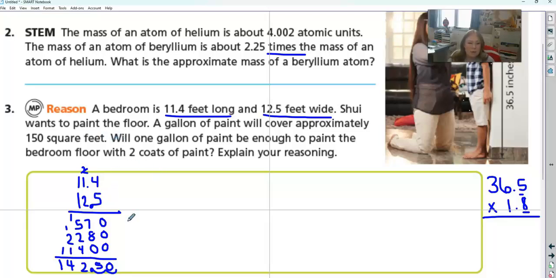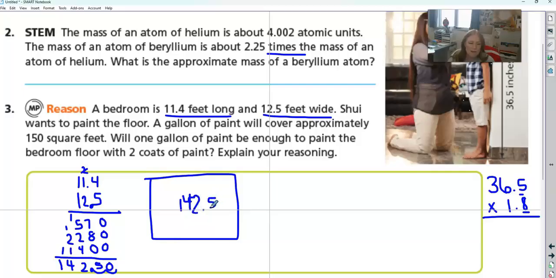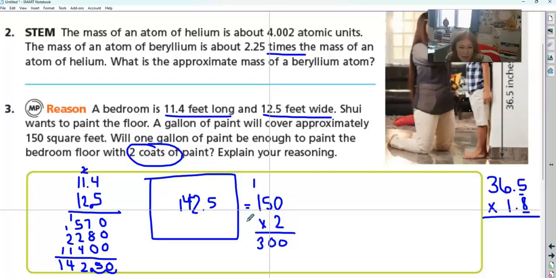So now, right, they have this room. It's 142.5 square feet, right? If they paint it once, if they get 1 gallon of paint, that covers 150. But they want to do 2 coats of paint. So if I need 2 coats of paint, that is going to be 0, 10, 2, and 3. That's 300. They need to cover 300, or 2 coats will cover 300.